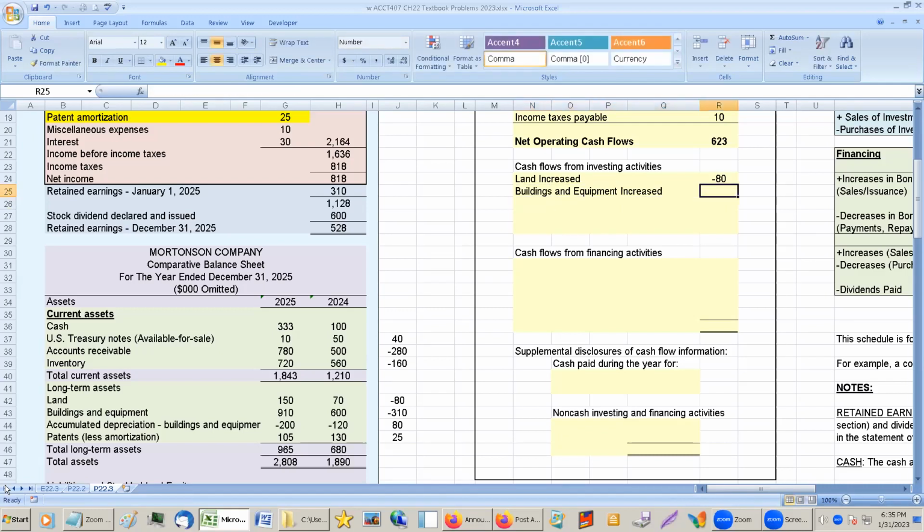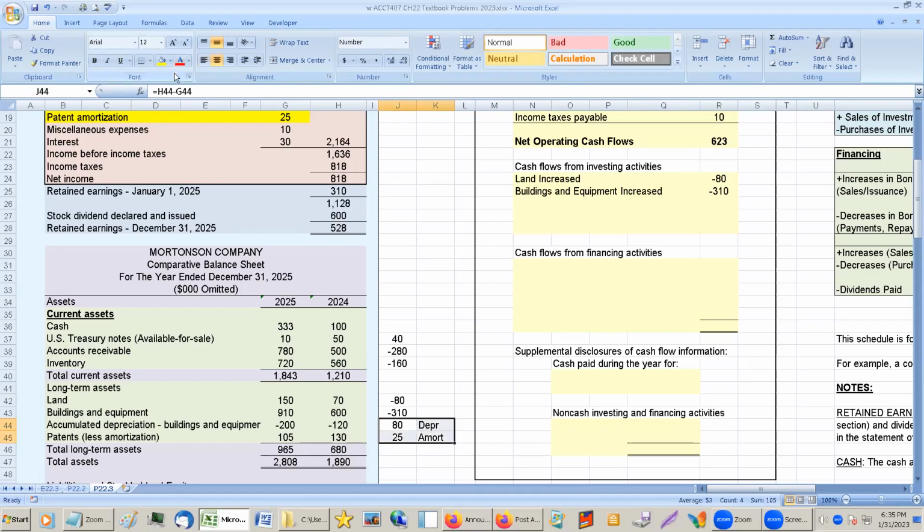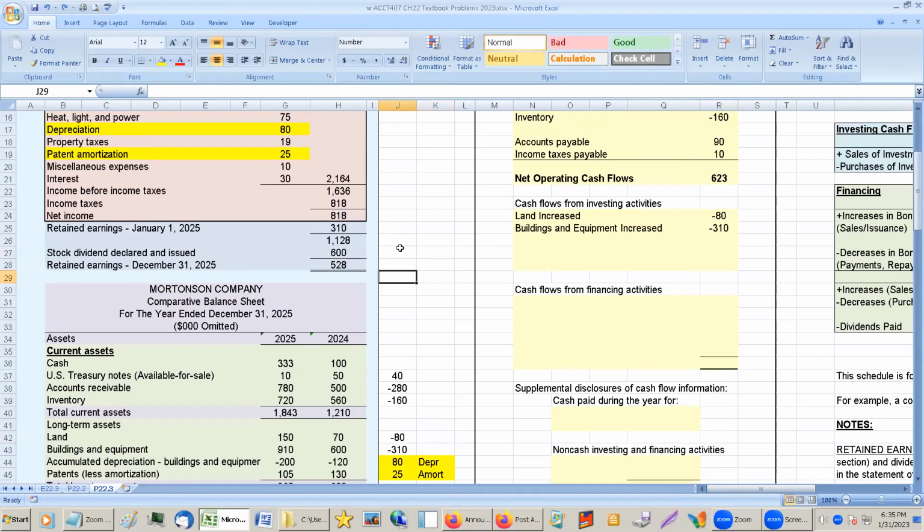Things and equipment increased, so our cash must go down. These two are already taken care of. This is depreciation. This is amortization. And those are already taken care of up here.